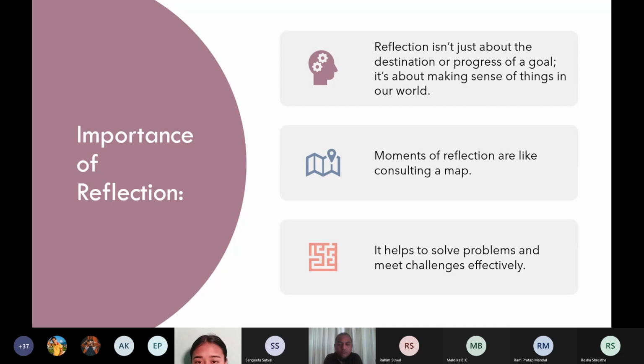Next one is moments of reflection are like consulting a map. Instead of only trying to do things as you have already done them, reflecting lets you improve your skills and check their efficacy. It's about challenging what you do and why you do it in a constructive way, and then determining if there's a different or more productive approach to do it in the upcoming days. It helps to solve problems and meet challenges effectively.